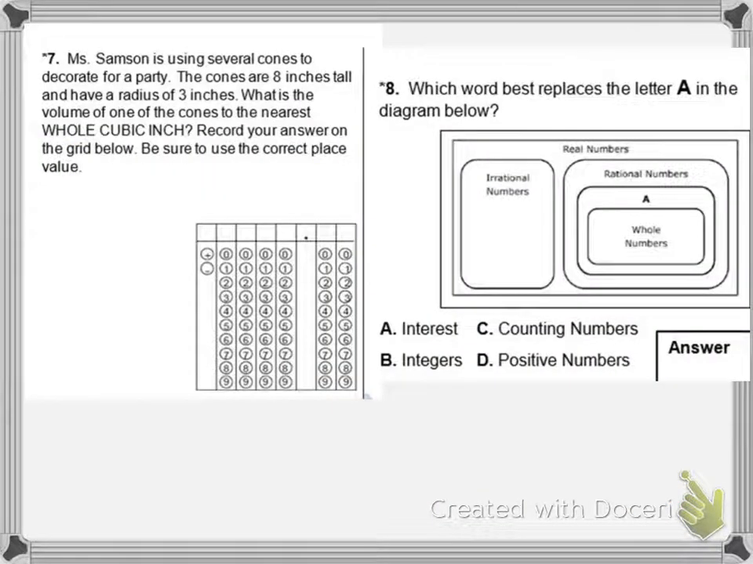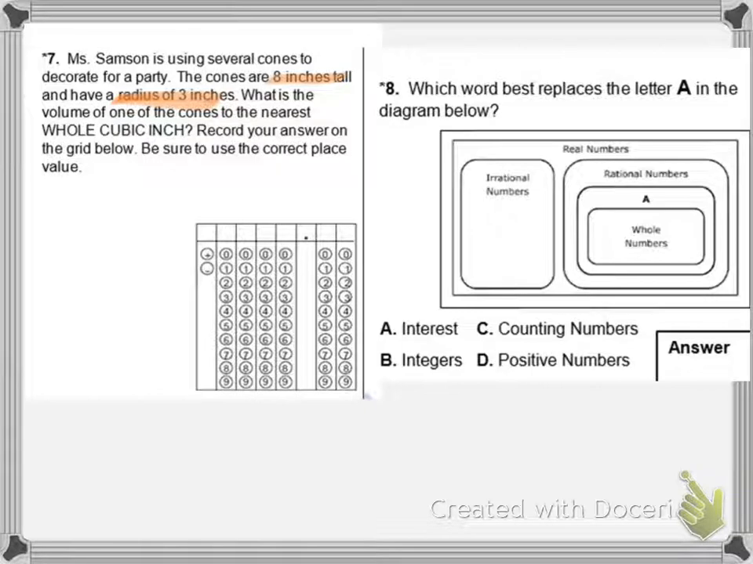For the next one, these last two are going to be refreshers for volume and real numbers. So number 7, it says, Miss Sampson is using several cones to decorate for a party. The cones are 8 inches tall and have a radius of 3 inches. So I'm going to highlight that: 8 inches tall and 3 inches for radius. What is the volume of one of the cones to the nearest whole cubic inch?